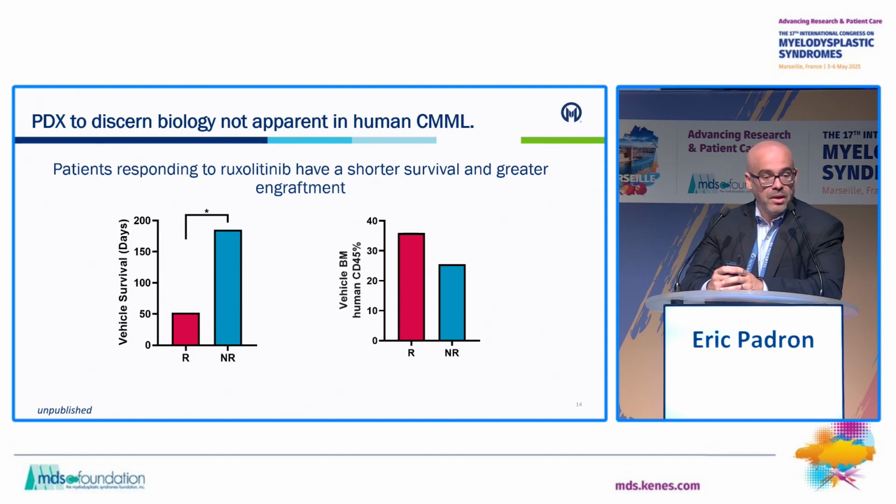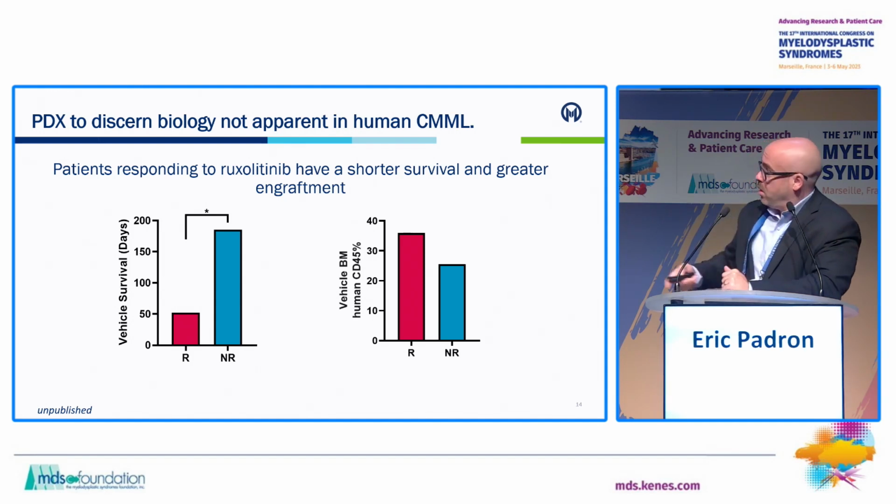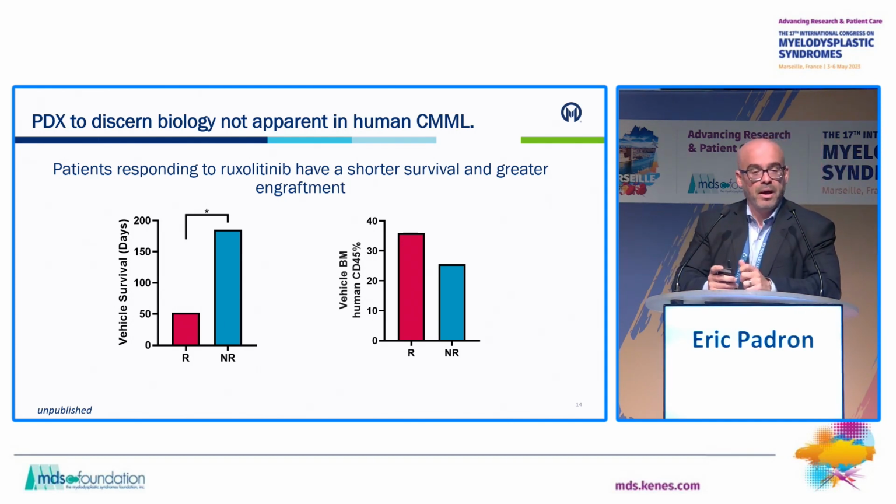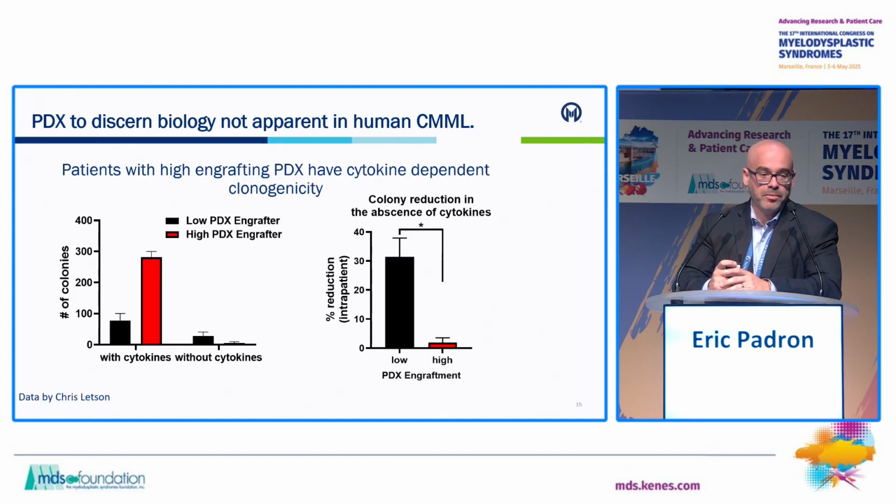And it turns out that the high engrafting mice had the best response and the worst survival. So as shown here, again, suggesting that these high engrafting samples, perhaps because we use an NSGS model, could be a cytokine-sensitive, high platelet count subgroup of CMML.